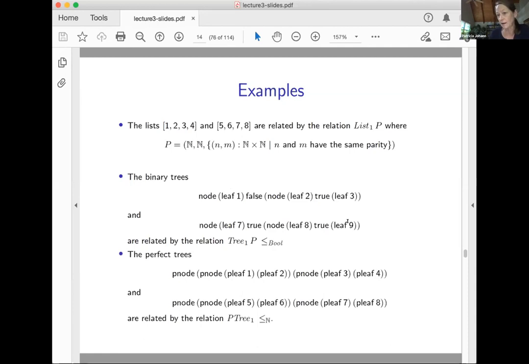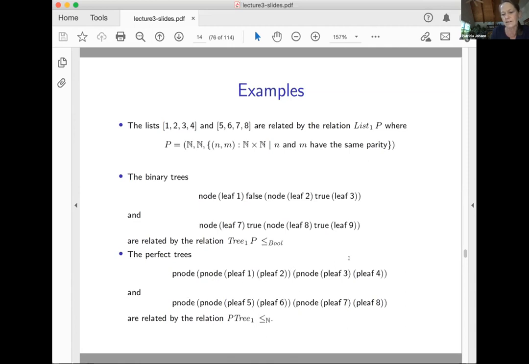And similarly, if I had a couple of perfect trees, so these are ADTs, but now if I had a nested type, I would say that these two perfect trees are related by the relation... what should it be? I should look at two different perfect trees, and I should say that they're related when they have the same shapes and when element-wise the data is related by the relation that I'm interested in. And in this case, I'm just going to use less than.